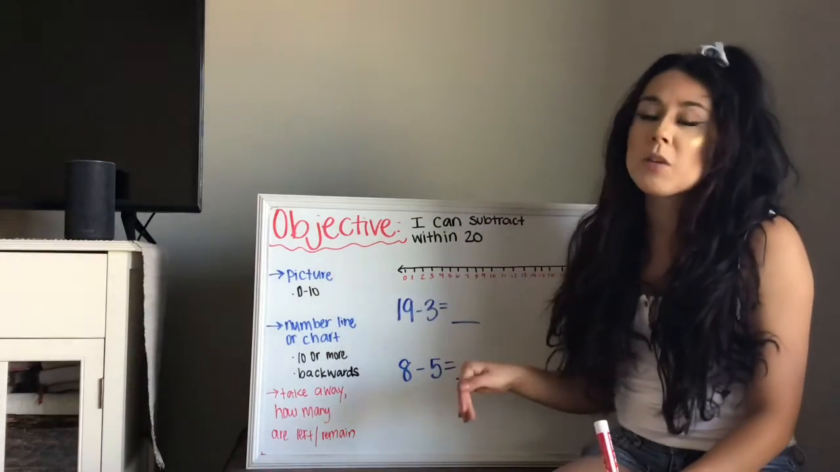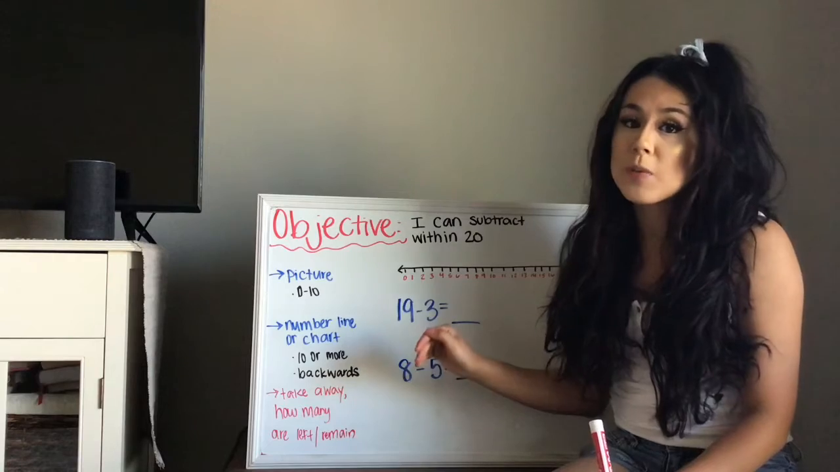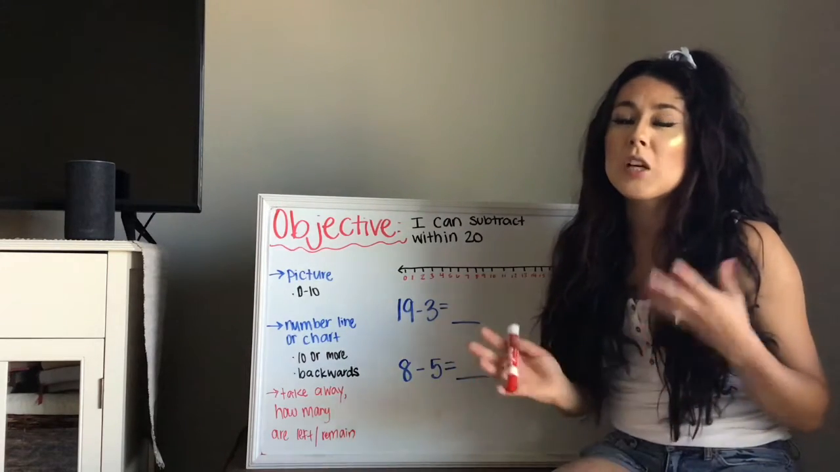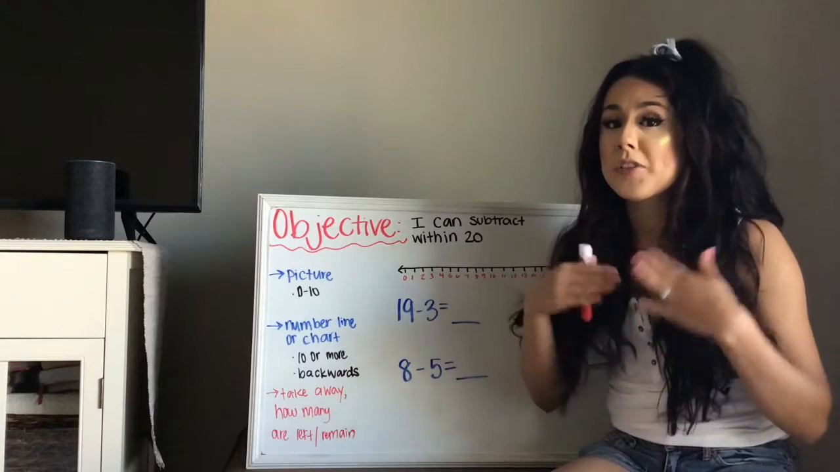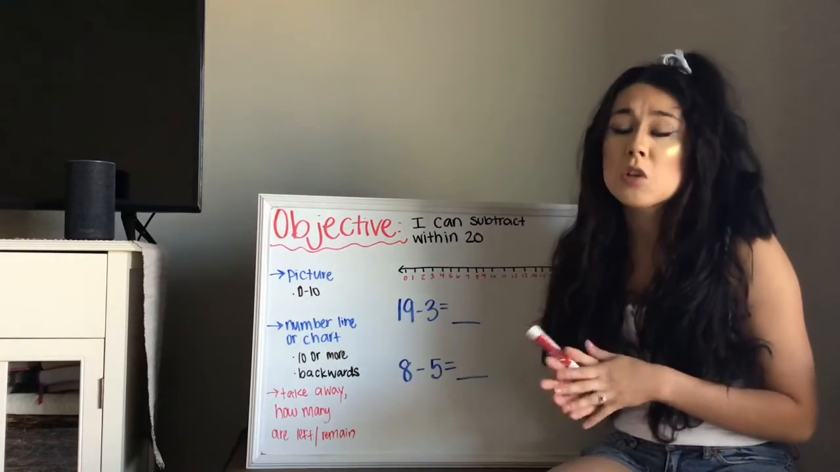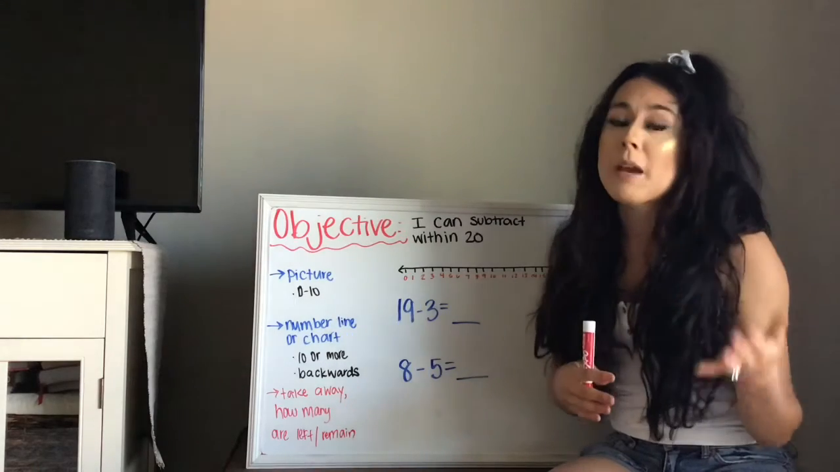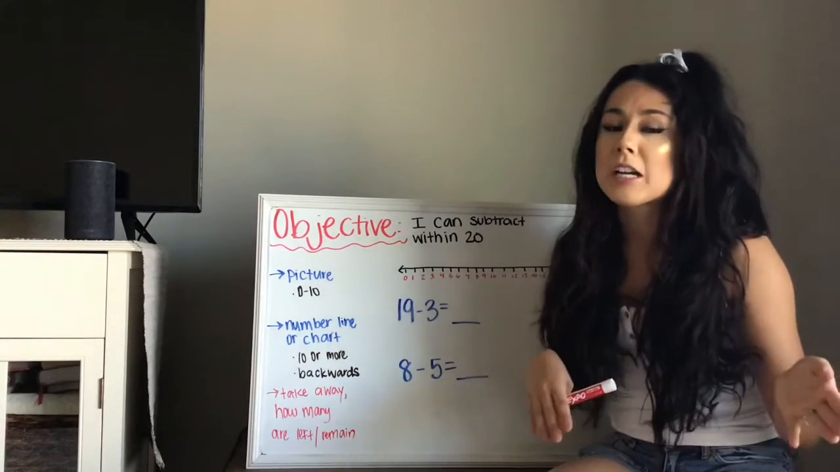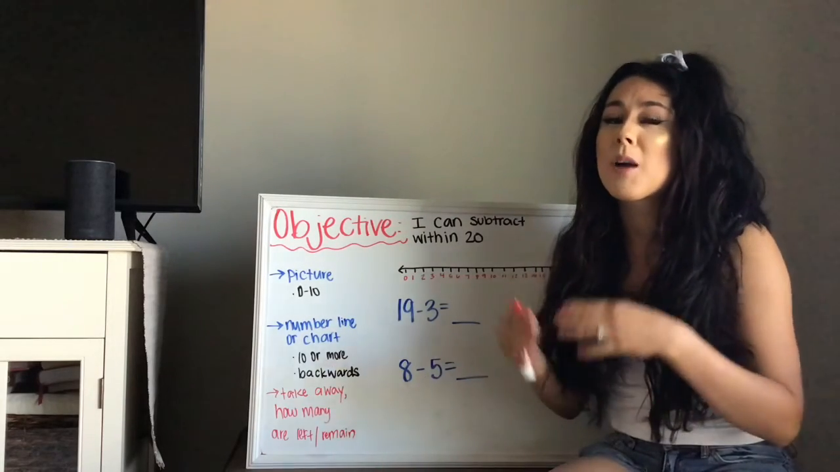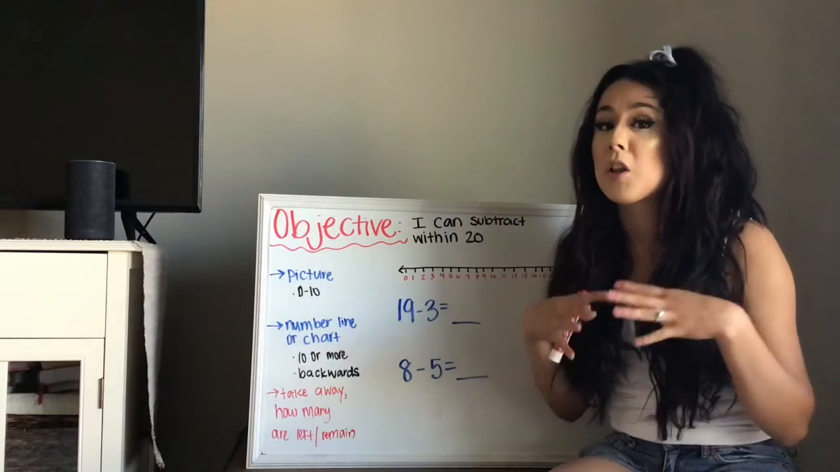So when we're subtracting within 20, I listed a few strategies we can use. You can draw a picture, but the picture is really only easiest if you're dealing with smaller numbers. So for example, with 19 minus 3, to draw 19 circles might take some time. You might make a mistake, forget a circle, add an extra one. So you can draw a picture for any of them, but it's probably easiest with the smaller amounts.